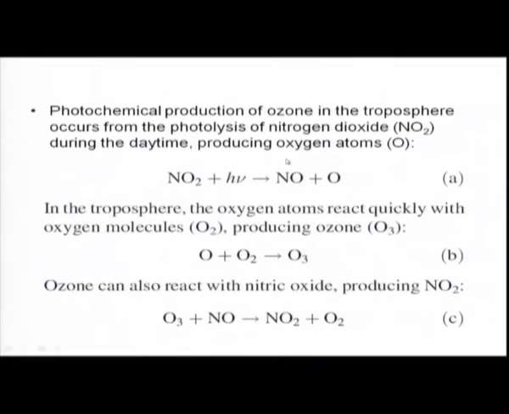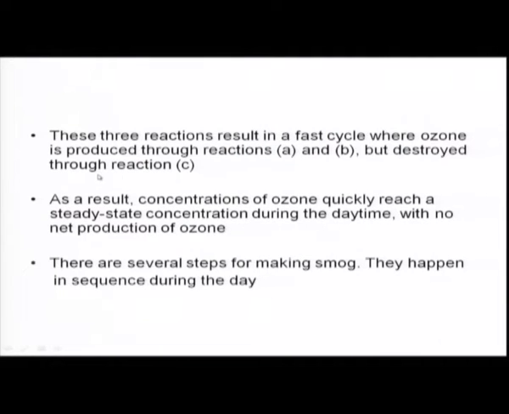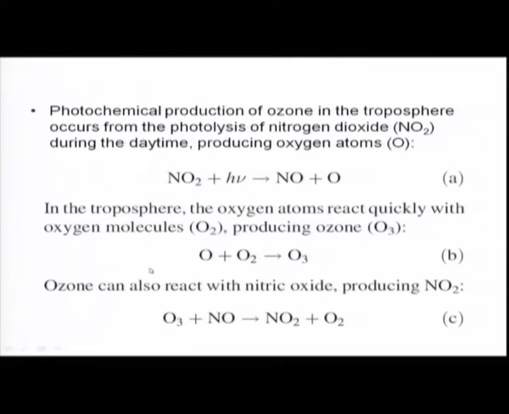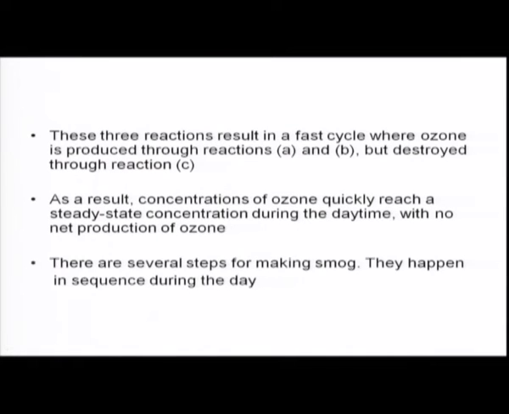So, the above three reactions result in a fast cycle where ozone is produced through reactions A and B. If you go and see, ozone is formed because of this reaction, but it is destroyed through reaction C. Ozone reacts with nitric oxide, and again nitrogen dioxide is formed. So, a fast cycling is taking place. As a result, the concentration of ozone quickly reaches a steady state concentration during the daytime, with no net production of ozone. So, more or less a steady concentration prevails there.